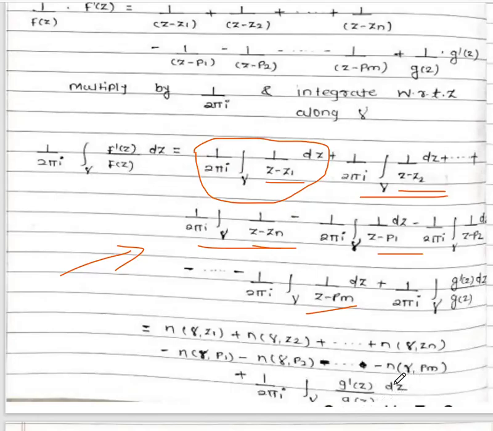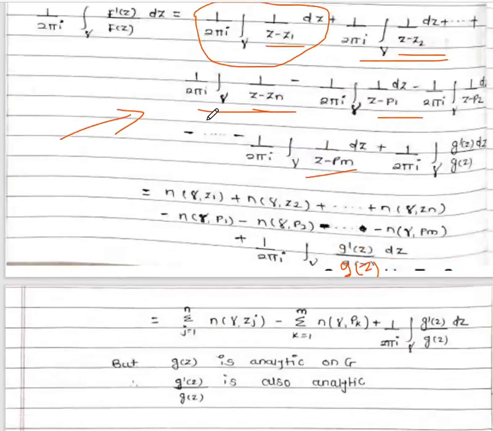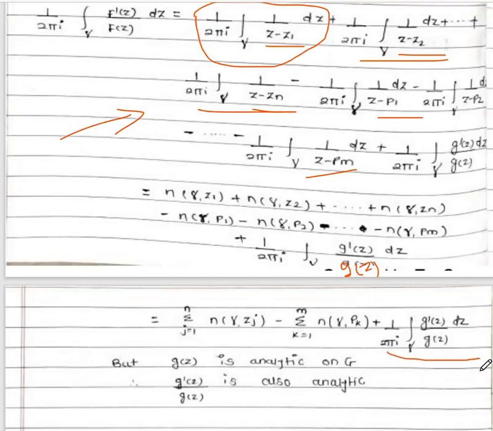So this term as it is, the integral over curve gamma of g dash of z upon g of z dz, as it is. So this can be written in the summation form: summation j equal to 1 to n eta of gamma, zj, minus summation k equal to 1 to m eta of gamma, pk. And this term is as it is: 1 upon 2 pi i integral over gamma of g dash of z upon g of z dz.